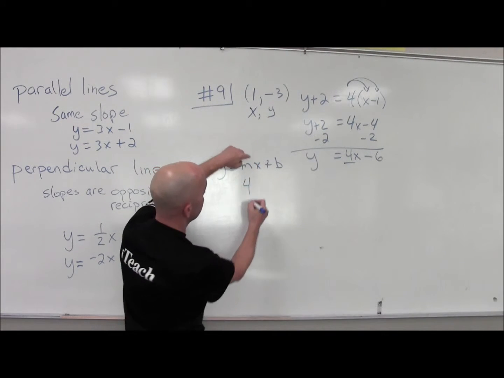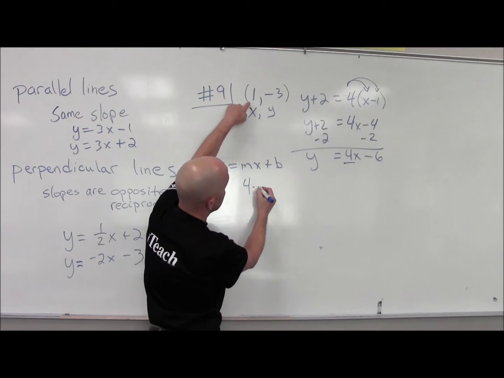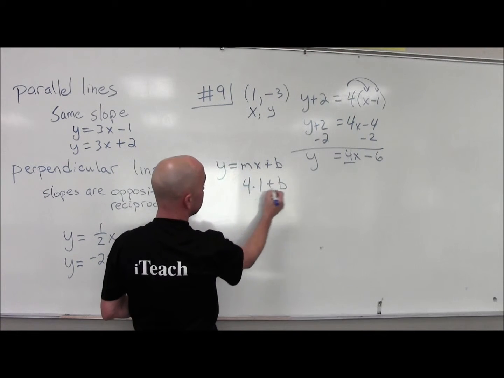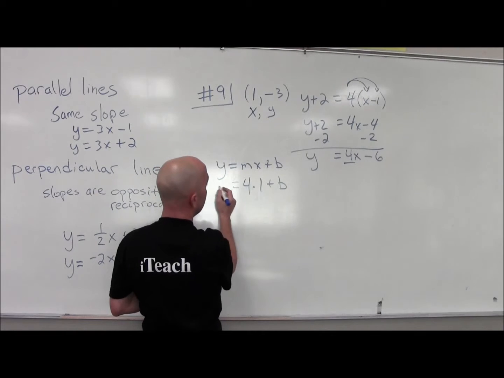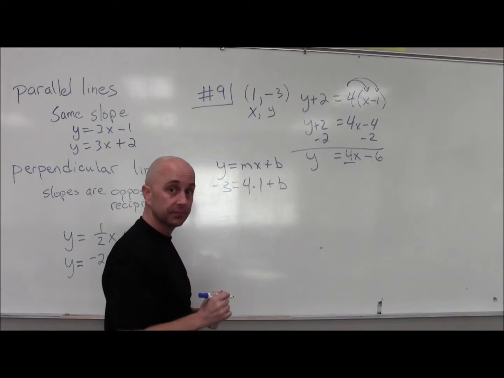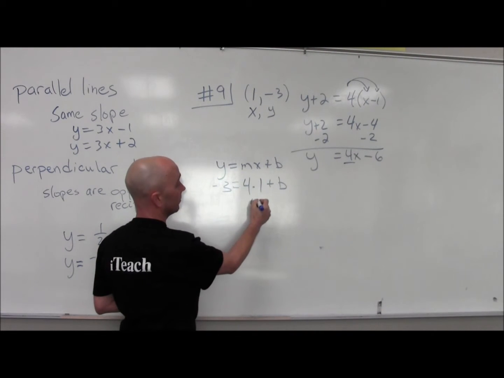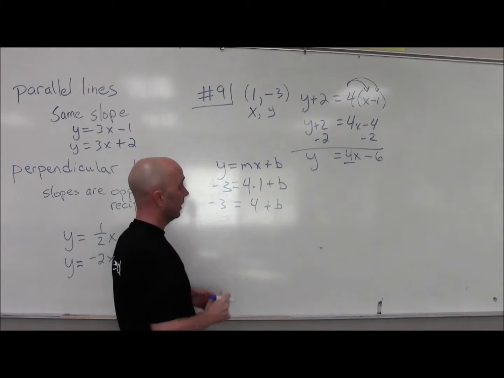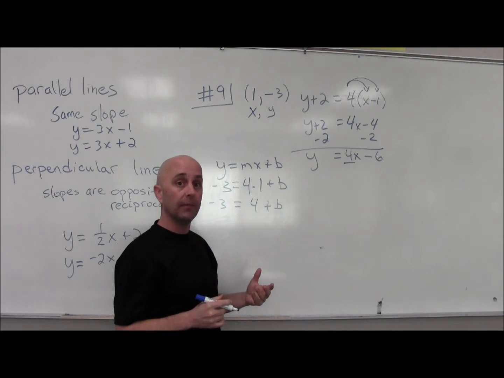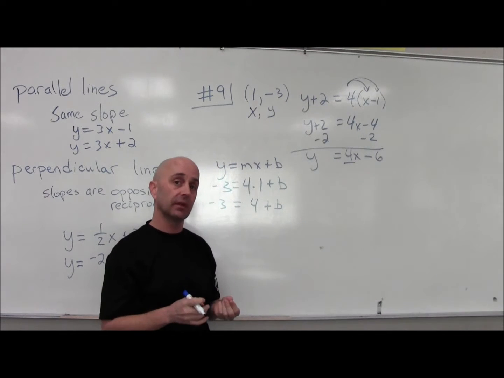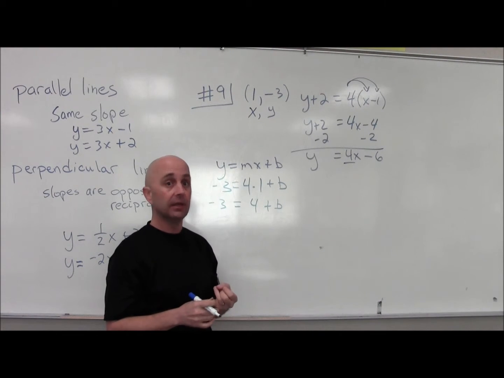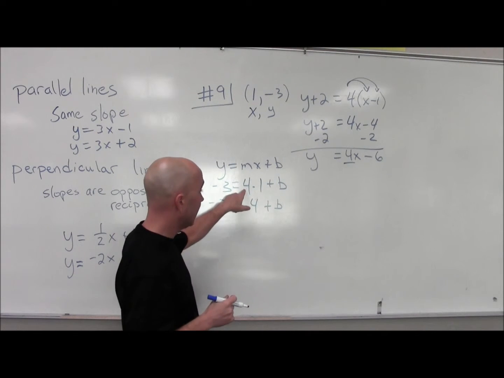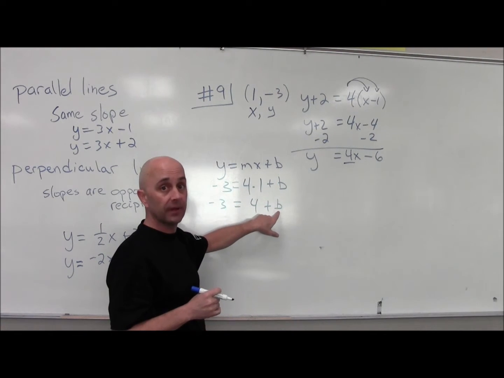So in my equation, where it says x, I'm going to substitute 1, and I'm going to put plus b, and then where it says y, I'm going to put in a negative 3. So if I simplify this, I get 4 plus b equals negative 3, and I'm left with one variable, which is what I want, because I need two things to make the equation of a line. I need the slope and the y-intercept. So since I have the slope, what I really need to find is the y-intercept.